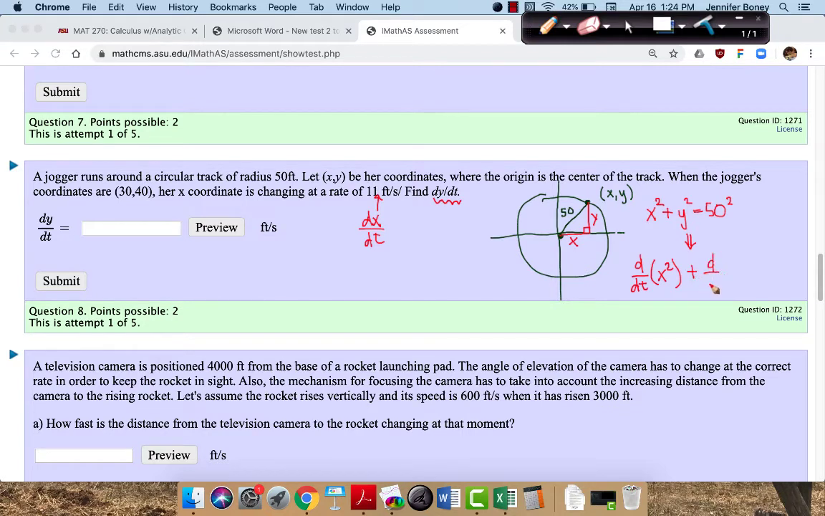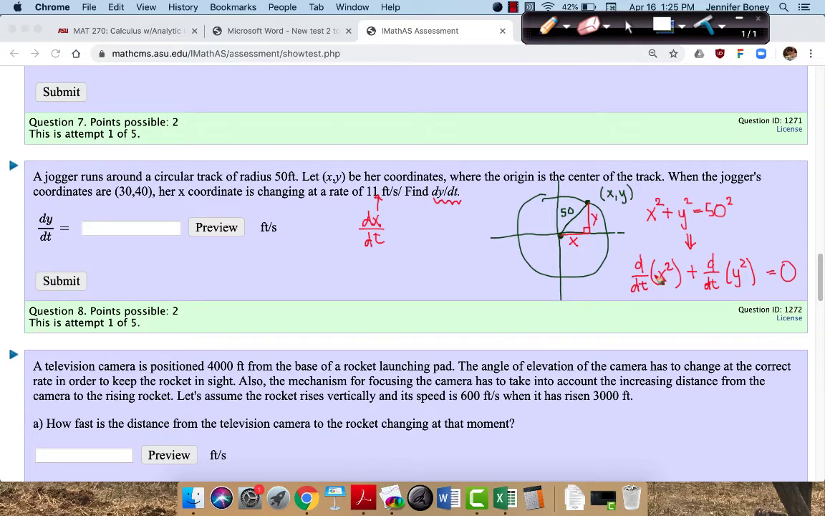The derivative of y squared with respect to t is going to be very similar. The derivative of 50 squared with respect to t, well, it doesn't have any t's in it, and 50 is just a constant. This is not changing. x and y are changing, and they're implicit functions of time. Those are changing over time. I don't know exactly how, so I'll just refer to them as x and y.